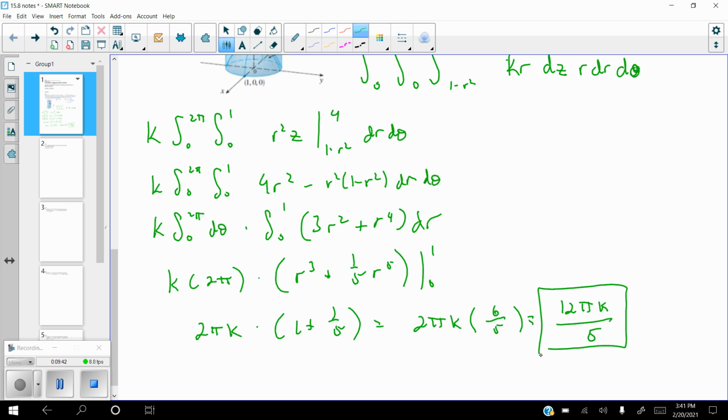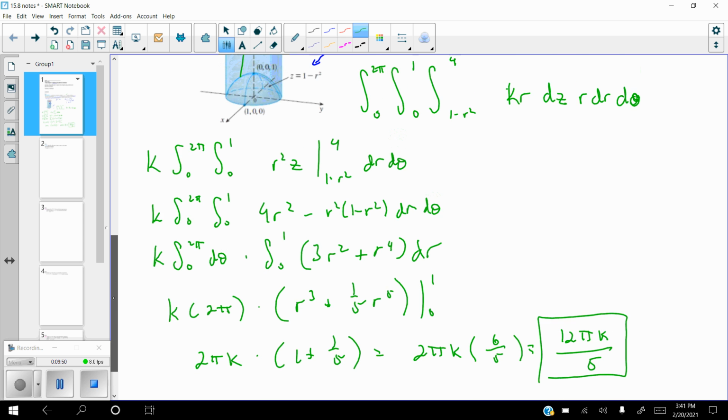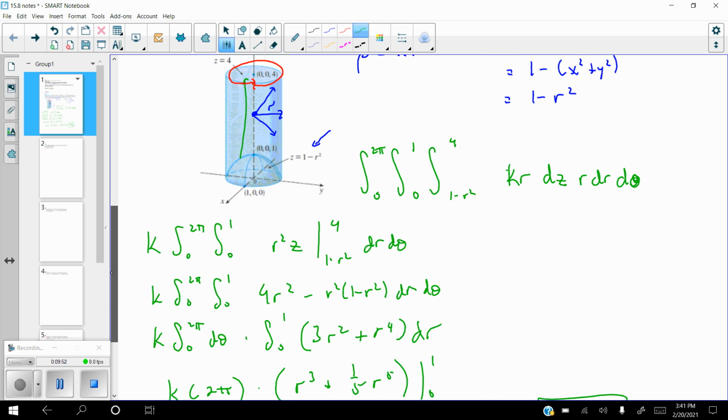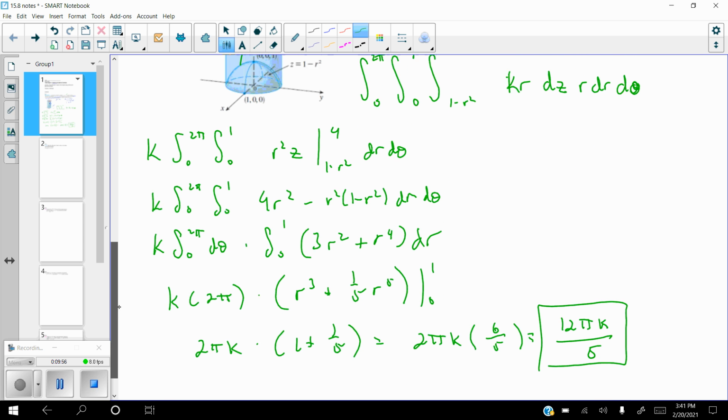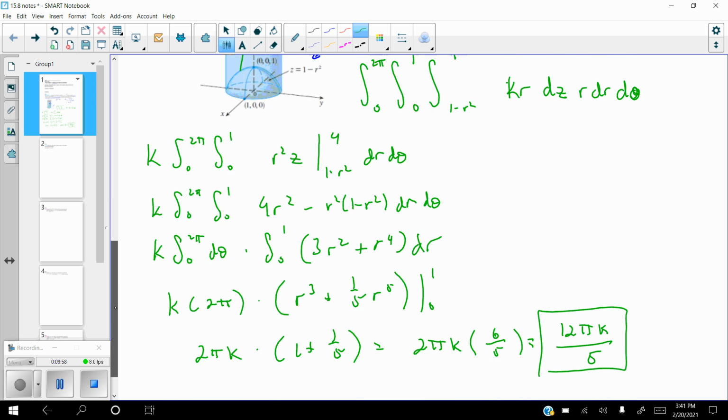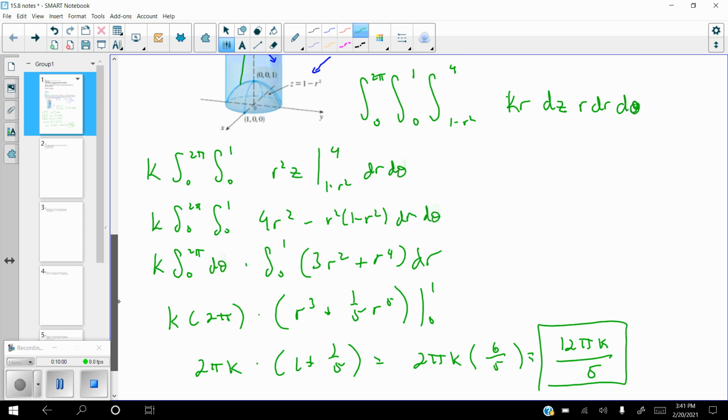That is going to be the mass of whatever the region that actually lies in between that paraboloid and the top of that cylinder. So as you can see, the mass is dependent upon that constant of proportionality k.